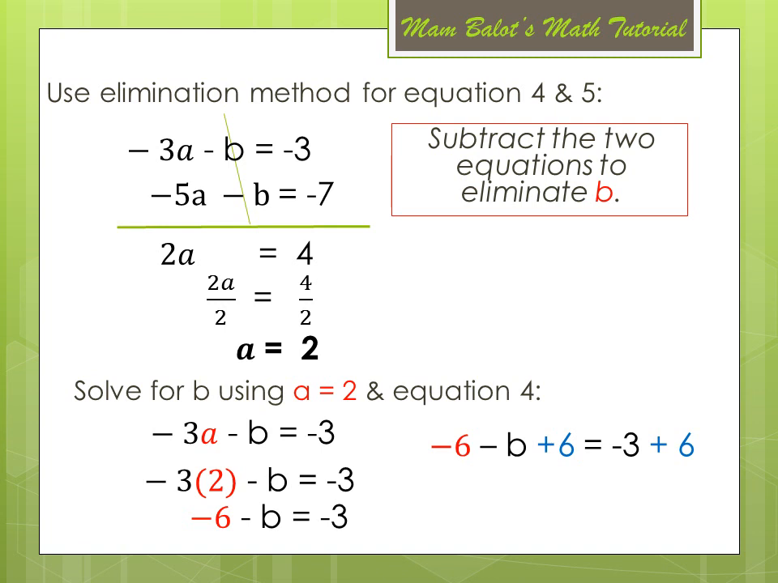So on the left side, the constant becomes 0. So what's left is negative b is equal to negative 3 plus 6, which is equal to positive 3. So since we still have a negative 1 coefficient for b, we will divide that whole equation by negative 1. So we got b is equal to 3. So we have now the values of a and b. So what's left is c.